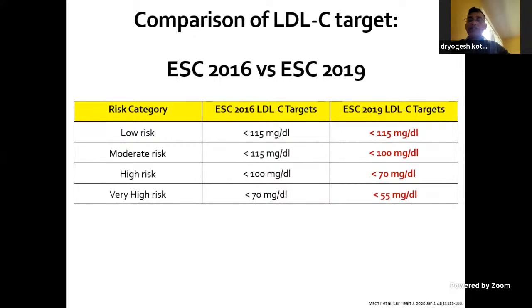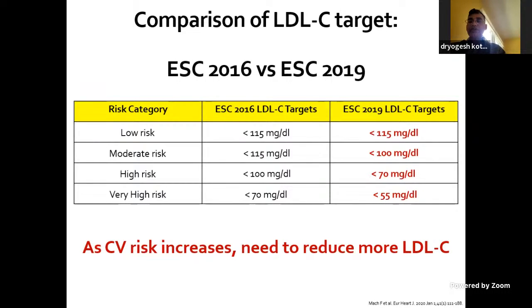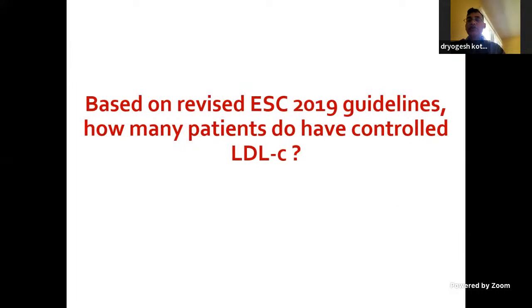And very, very high risk patients who had multiple events or have a strong family history and that type of group of patients, the previous target was 70, and now it has been reduced to 55. And to achieve these kinds of targets, you definitely need something beyond statins. As cardiovascular risk increases, the need to reduce LDL cholesterol more and more is a very, very important point, again indicating the central role of LDL cholesterol in atherosclerosis.